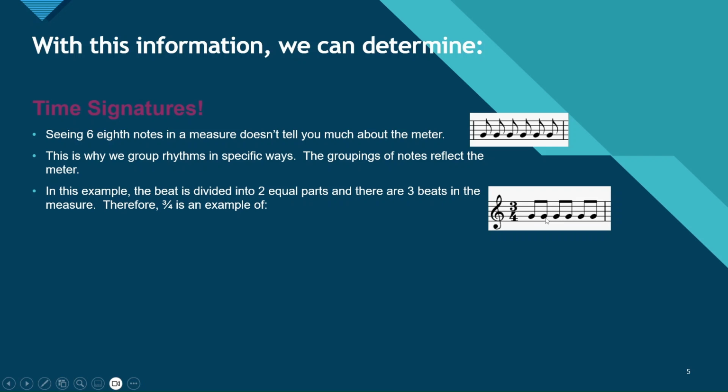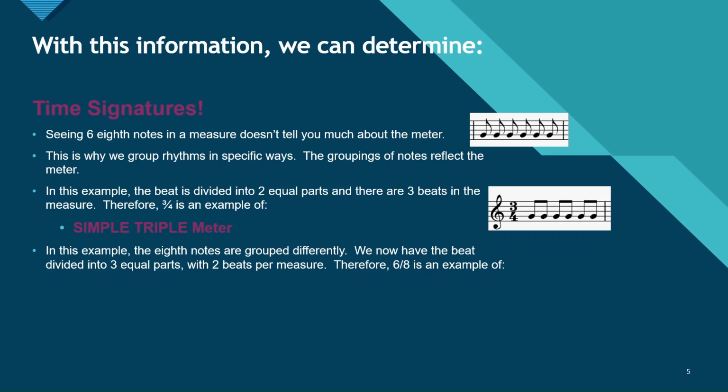Grouped like this, we see that the beat is divided into two equal parts, and we have three beats in the measure. Therefore, 3/4 is an example of simple triple meter: simple because it's divided into two, triple because we have three beats per measure. Let's look at it in a different way. If we see those six eighth notes grouped together like this, we see the beat divided into three equal parts and two beats per measure. Therefore, this meter is compound duple.